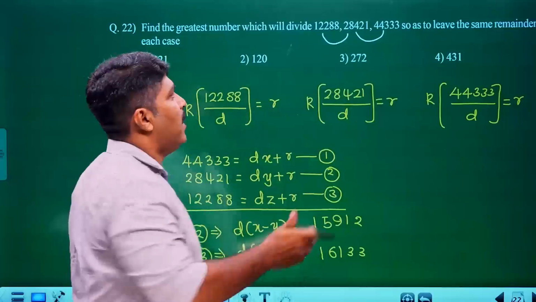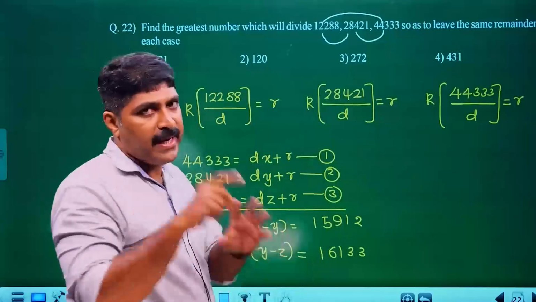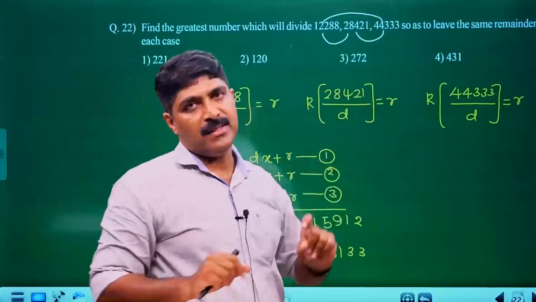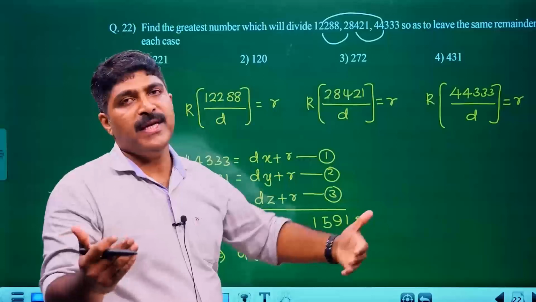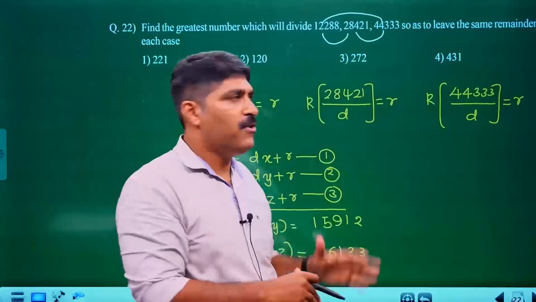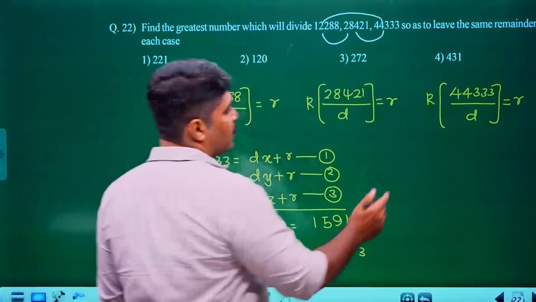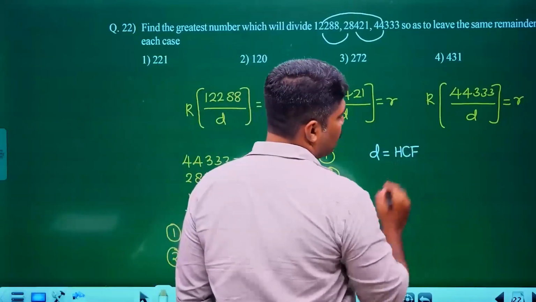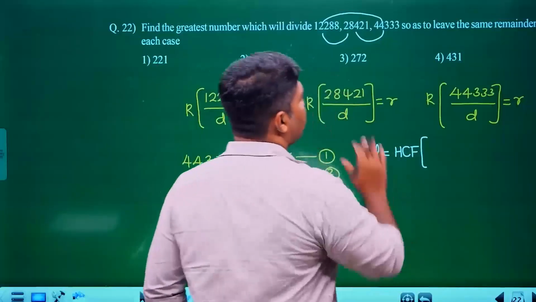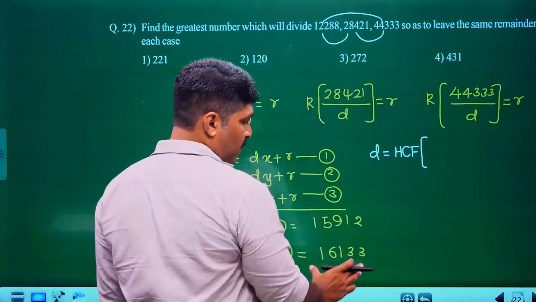It's not mandatory you have to take the extreme values, because those extreme values should contain the factors of these two differences. That's why we are not taking those extreme values. If you're taking the difference between the extreme values, that's not a problem. That won't make any change in the result. So here, this largest divisor is the HCF of the difference between these two values. Got it? So here we got the differences like this.